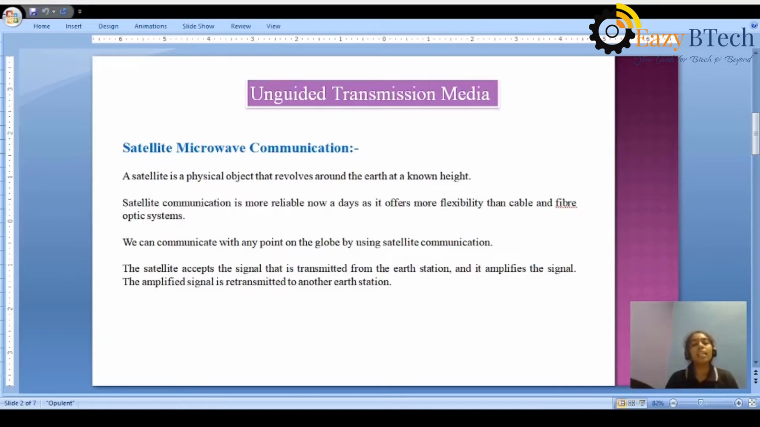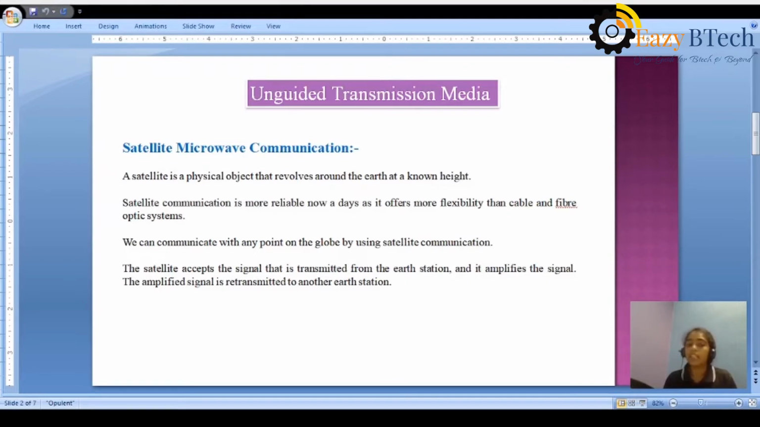Satellite communication is more reliable nowadays. We are not using any cable and fiber optic systems to transmit the data from source to destination. Why? Because it is very reliable and it is a wireless transmission. We can communicate data for longer distances. That is one of the main advantages of satellite communication.